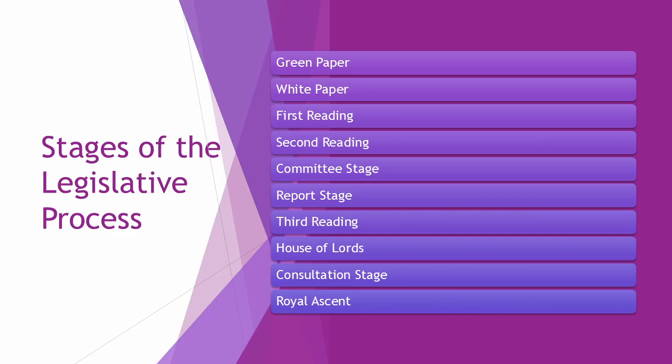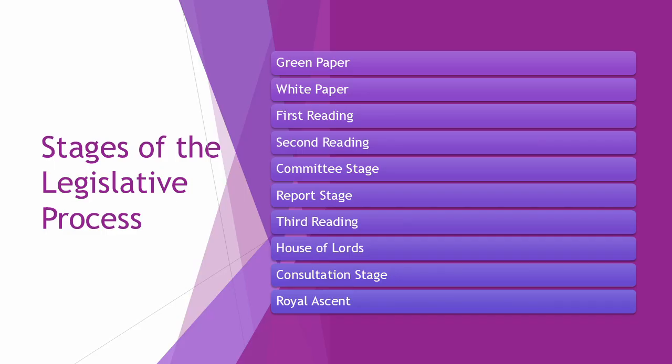The third reading is the final opportunity for MPs or Lords to debate the bill before it moves to the next stage, focusing on its overall content rather than specific amendments. The House of Lords stage repeats the process from first reading to third reading, allowing further scrutiny and possible amendments.